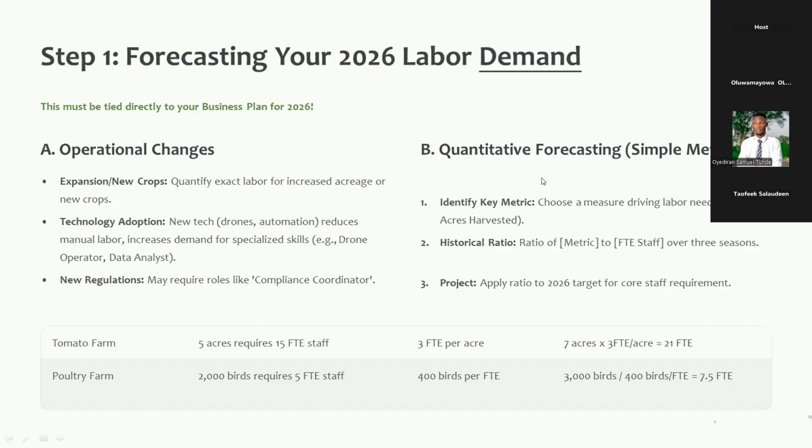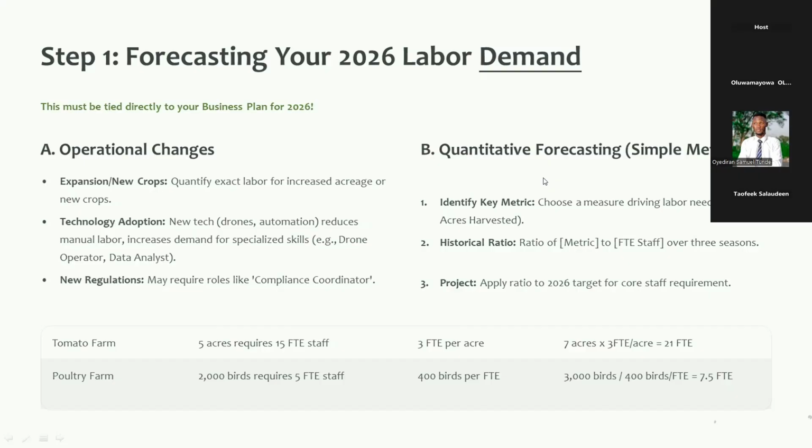This calculation is going with what I have in option B. That is quantitative forecasting, which I call the simple method and easier to do. For example, let's say I am a tomato farmer, and in the previous years, let's say 3 seasons, my average cultivation has been 5 acres. And I want to use that 5 acres now to forecast my 2026.